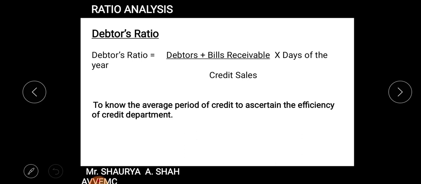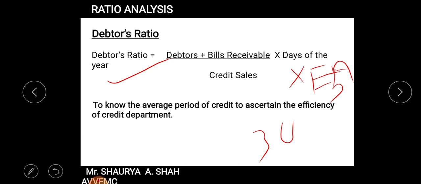What is the formula for that? Most important, debtors ratio equals debtors plus bills receivable divided by credit sales into days of the year, right? So here your year will be, students, mainly 365 days, but many a times in the sum they will say your year will be of 360 days. So you need to calculate according to the information given in the sum, right?